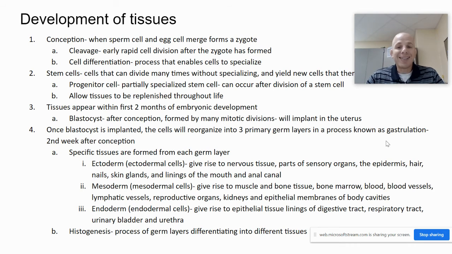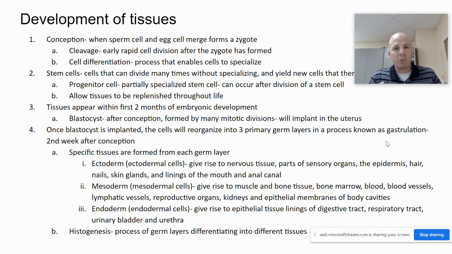Now, the process of the germ layers actually forming tissues, okay? The process of the germ layers actually forming tissues is known as histogenesis. Genesis is like the creation of it. Remember, we have this histo, we're dealing with tissue, okay?